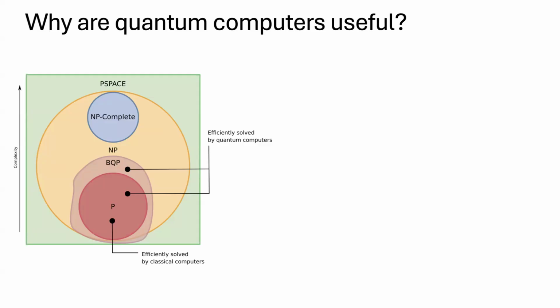And this also says that in the NP class, there are problems that cannot be solved in polynomial time even on quantum computers. So there are some problems that both classical and quantum computers cannot solve efficiently. And then in NP, there is a small class of problems called NP-complete, which are the most difficult problems in NP. If you solve this small class of problems, then you can solve all the problems in NP. And even outside of NP, there are even more difficult problems that people have studied.